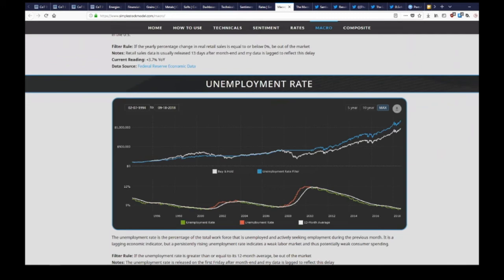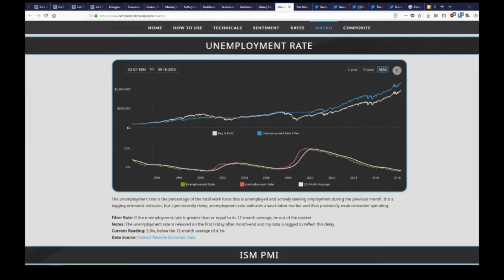We've got the unemployment rate, and to me, think about this: if the unemployment rate is steadily rising, that means people are losing their jobs and spending less money. It's typically bad for the economy. That is not the case right now. The unemployment rate is low and grinding lower. If it started to rise above a moving average, that would be a warning sign to me.